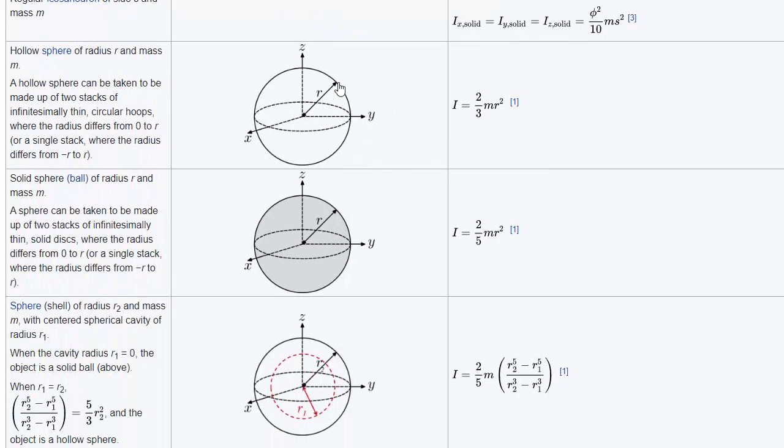Here's some important ones. A hollow sphere, for example the globe in the classroom, would be 2/3 mr squared. But if that globe happened to be solid, it would be 2/5 mr squared.